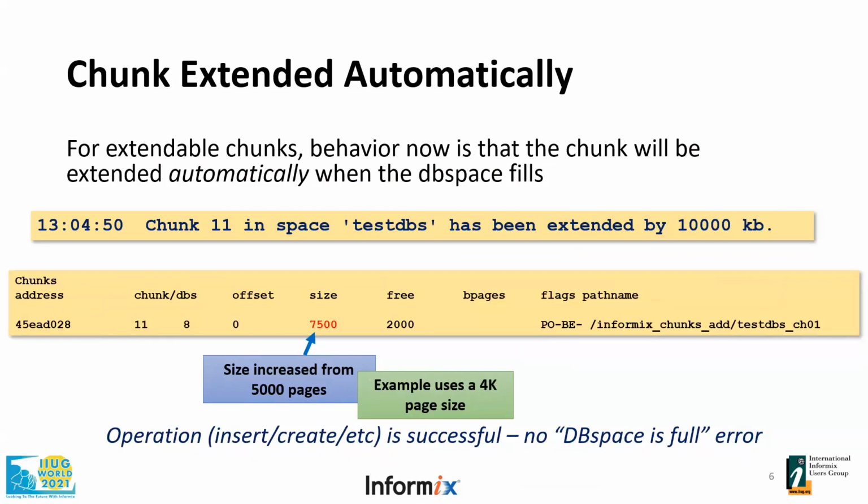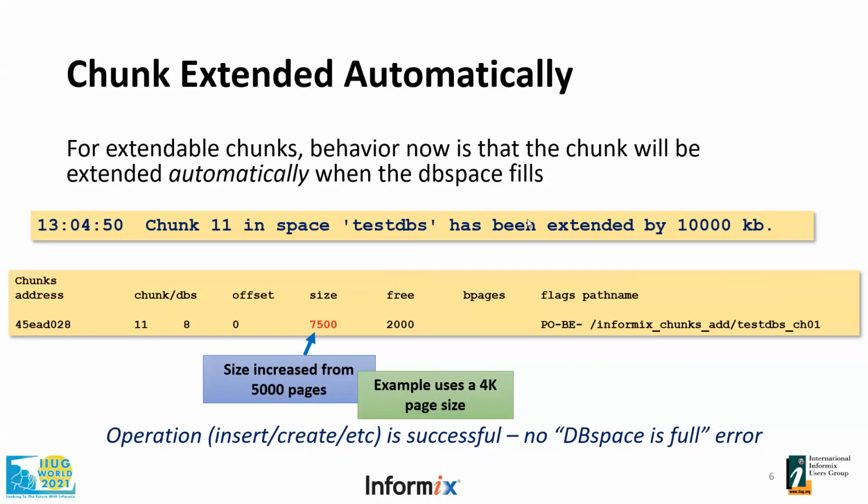So in this example, I've got an extendable chunk. It was 5,000 pages prior to it filling, and it jumped from 5,000 pages to 7,500, increased by 2,500 pages. This is a 4K page size, so that matches the 10,000K that we'll see in the message in the Informix log. So all that happened automatically as soon as that space filled.